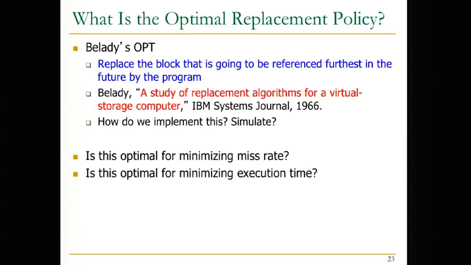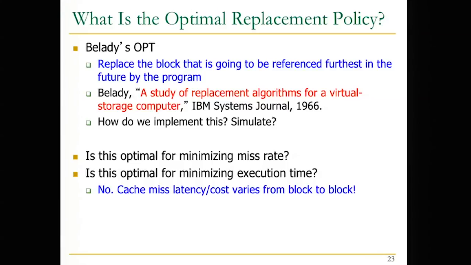But is this optimal for minimizing execution time? That's a totally different question, actually. Your miss rate may be minimized. You can have, let's say, only 4 misses, but your execution time may be higher. We've already discussed it, actually, right? This doesn't take into account cache miss latency or cost. The block that's going to be referenced furthest into the future by the program may be a block that, if you miss in the cache, you're going to take only 5 cycles to get it back. Let me rephrase. That block may be a very expensive block, right?